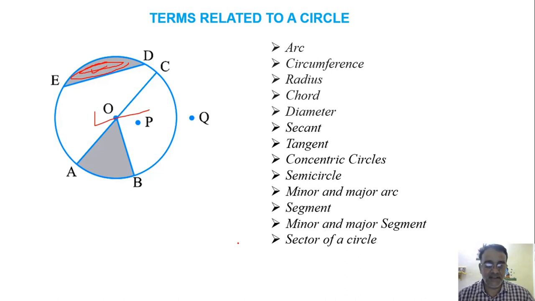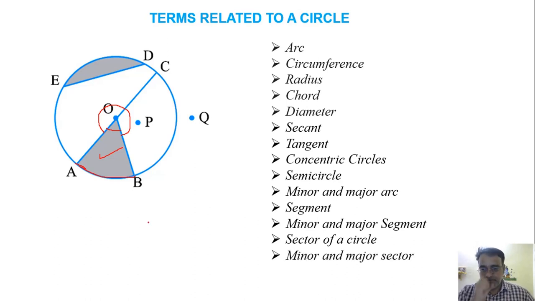Can you identify the sector of this circle? This part. It is the region bounded by the two radii with the corresponding arc. This is the arc, and these are the two radii. So this region is called a sector of a circle. And here also we have two types of sector: the smaller one is the minor sector, and this is the major sector. Any doubt in these terms related to circles?